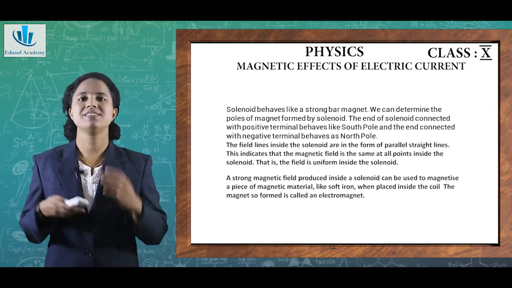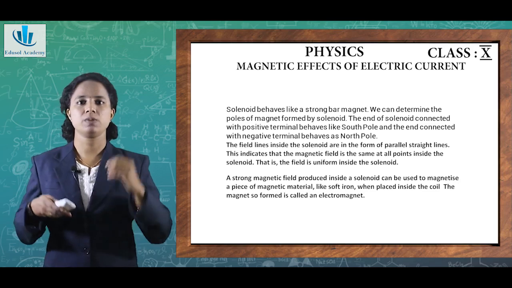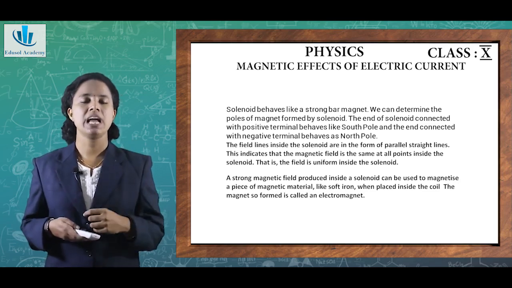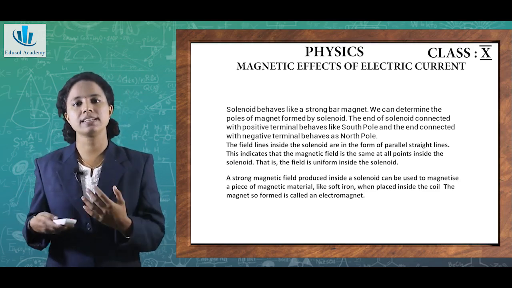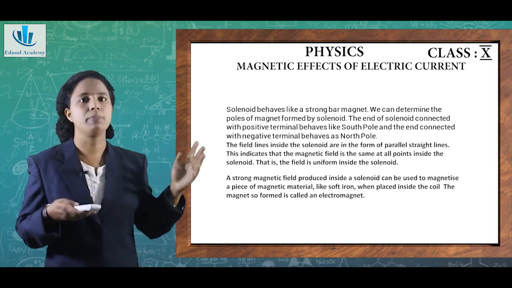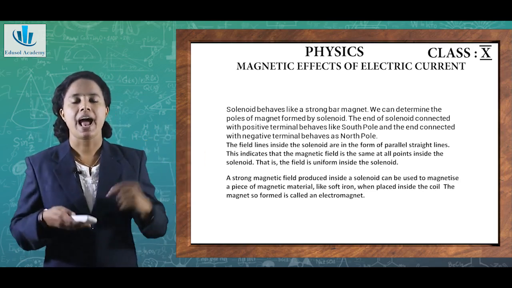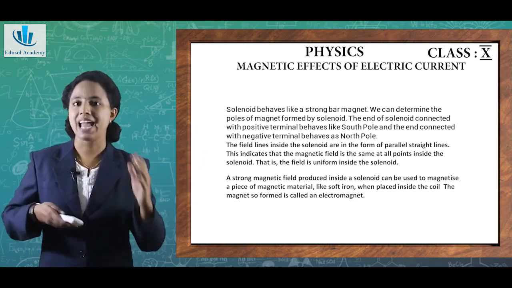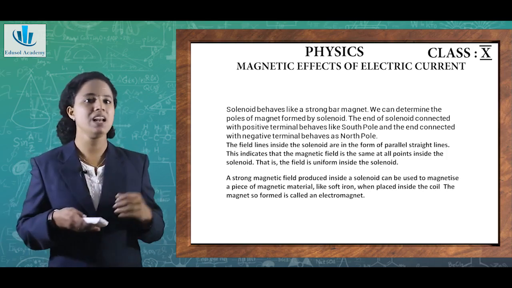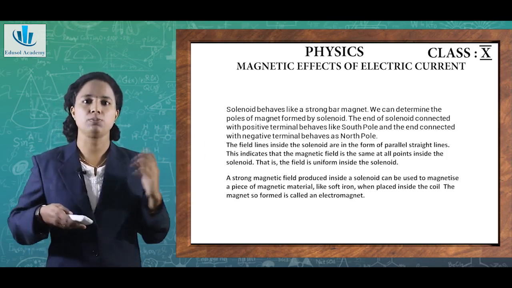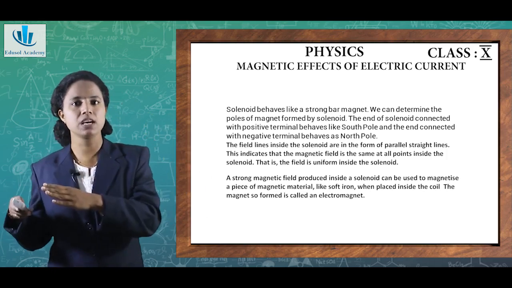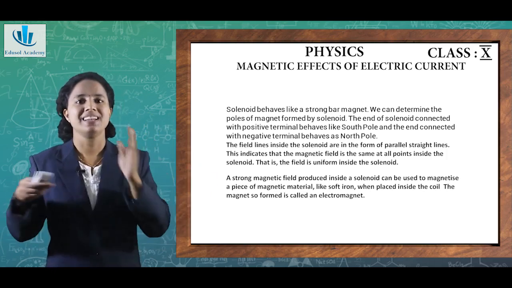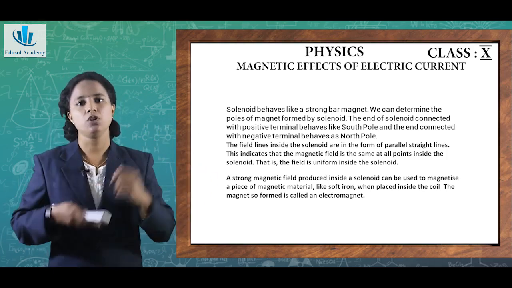We can of course determine the poles of the magnet which is formed by the solenoid. The end of the solenoid connected with the positive terminal will behave like the south pole, as you can see in the figure, and the end which is connected with the negative terminal will behave as the north pole. So, the positive terminal behaves like south pole, negative terminal behaves like north pole.